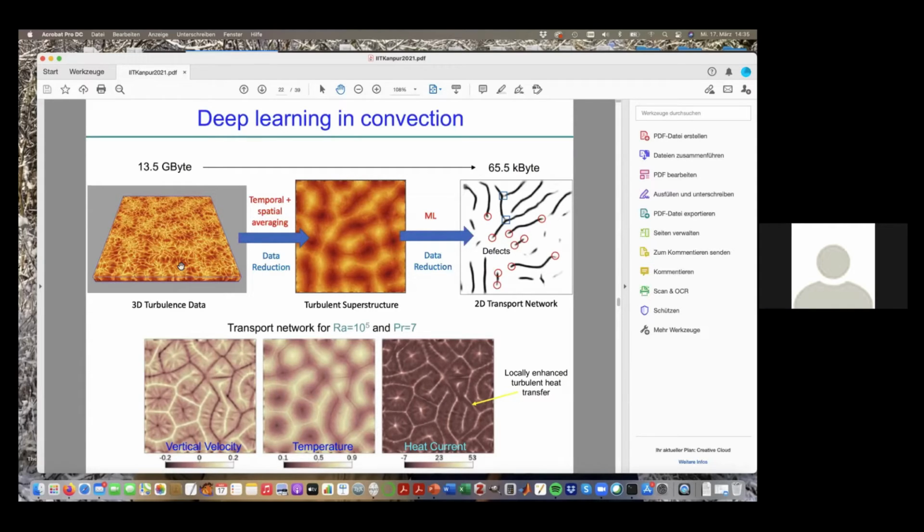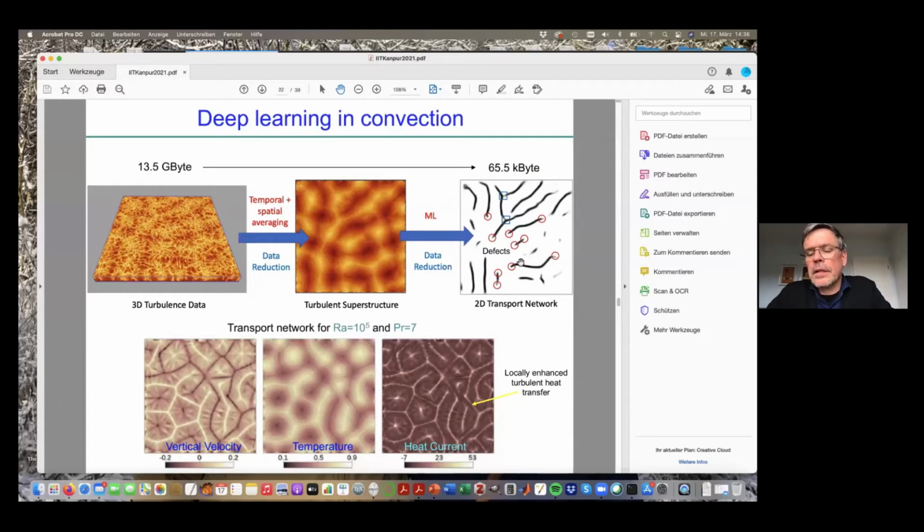I'll just ask one question related to this, then I'll go to Amitav. Here, the input is your image, the output is these defects, what is the output? It is basically this network. And now the question is, what are you doing with this network? You can set up a crude, simple network dynamics which tells you in which way the energy is transported across the layer. The black regions here are regions of enhanced convective heat transfer.